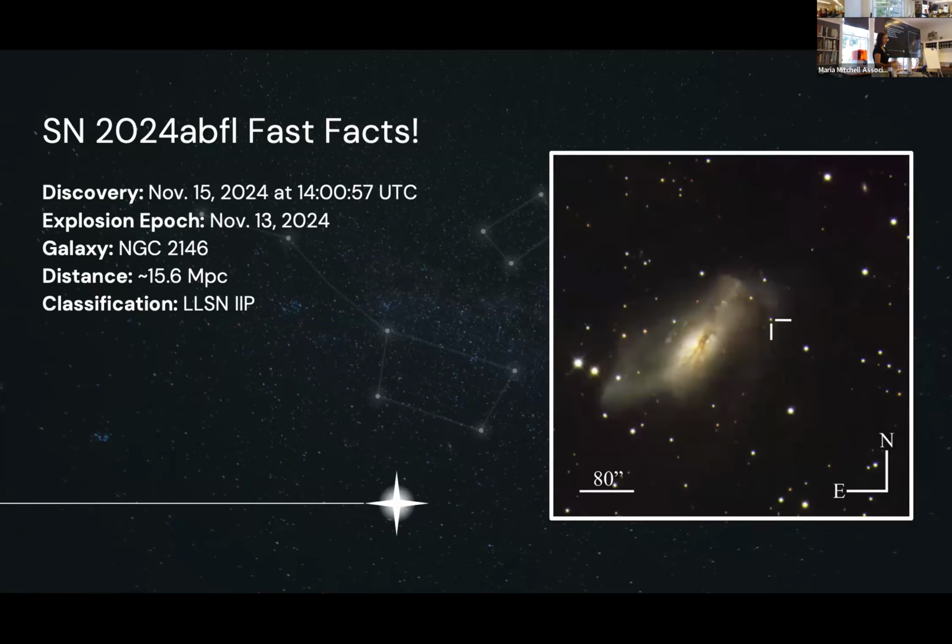Going back to this very pretty picture, ABFL is located in the galaxy at the very edge. It's this white dot that's marked by those lines, and it's located in NGC 2146, which is about 15.6 megaparsecs away, or 50 million light years away from us. So when we say we saw its light in November, it actually exploded much, much longer ago than that, and that's just when we're getting the light from it. We are classifying it, based on our observations, as a low luminosity type 2P supernova, and I'm going to walk you through how we got to that conclusion based on our light curves and spectra.